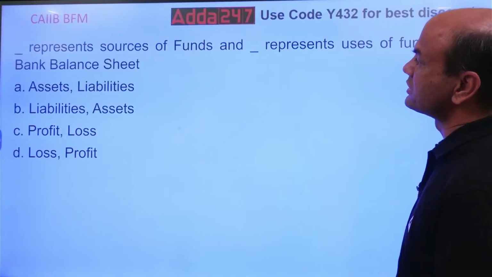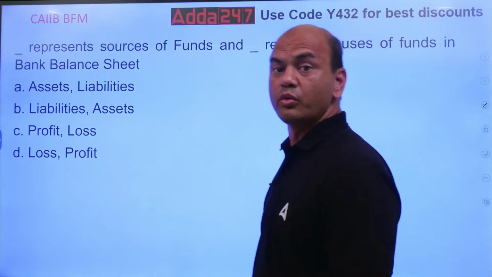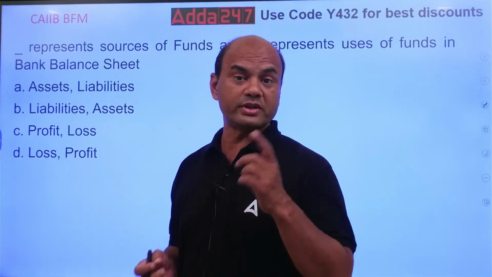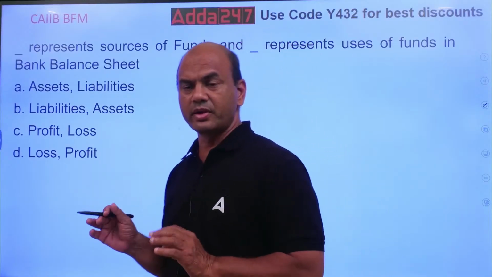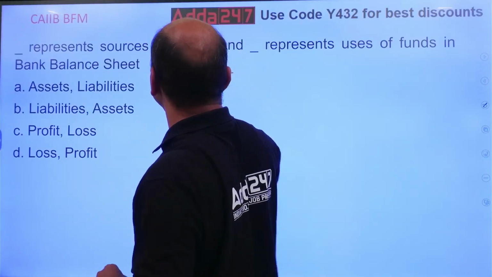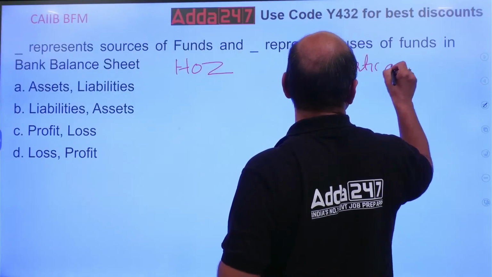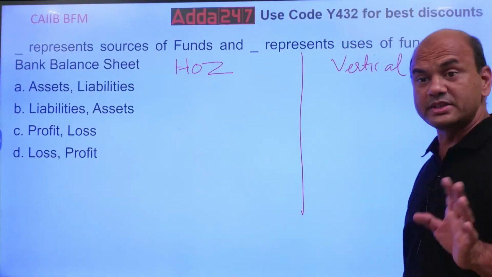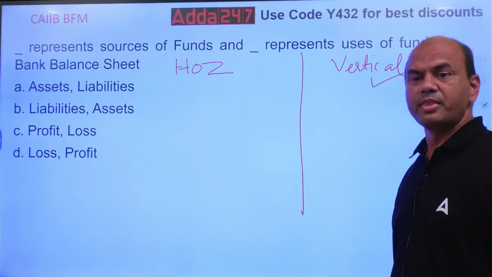Dash represents sources of funds and dash represents uses of funds in a bank balance sheet. Which are the sources and which are the uses? Many of us will get confused over here. Kindly note there are two types of balance sheets nowadays. One is known as horizontal balance sheet, and second is known as vertical balance sheet. These are the two balance sheets. Generally, all the banks nowadays use this vertical form of balance sheet. Do you know what it is?